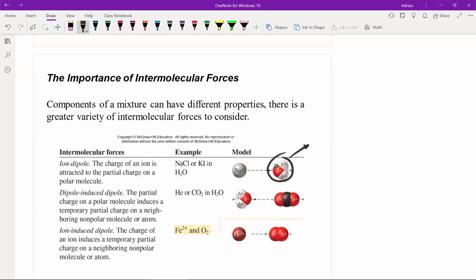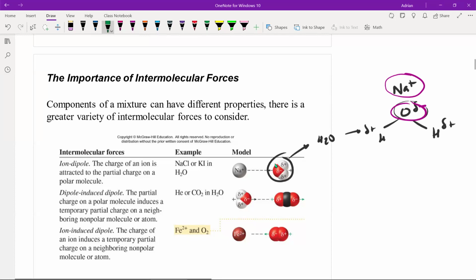So if I have my H2O, right? We know that we have oxygen in between two hydrogens. We know the oxygen is slightly negative, and the H is slightly positive. So if I have a sodium ion floating around, it would make sense that the slightly negative O would be attracted to the very positive sodium ion. And conversely, the slightly positive H's would probably be attracted to the negative chloride ions, right? These are ion-dipole interactions.